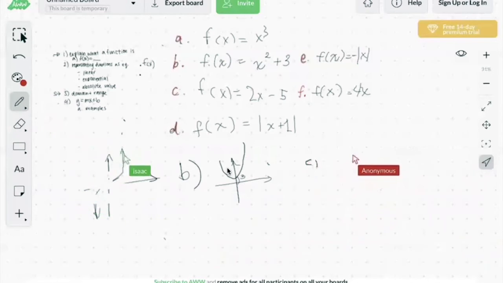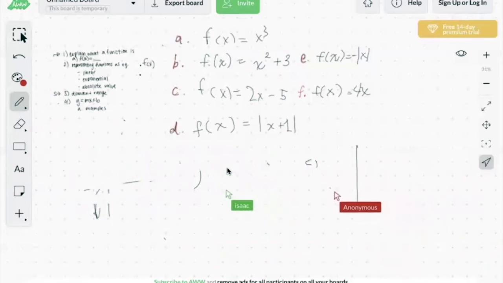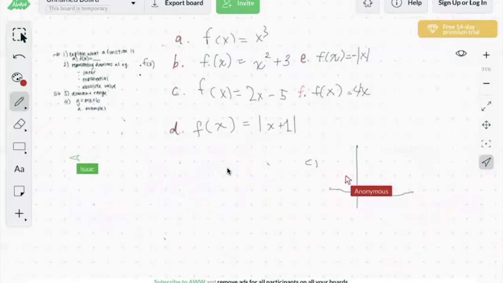So for this one specifically, let's try graphing some of the points to see what it is. Okay, so when x equals 0, it's -5. So that's somewhere here. When x equals 1, it's -3 because 2 minus 5 is -3. So somewhere here. And when x equals 2, it's -1. So somewhere here. And I think you guys are noticing a pattern. It'll just keep going in a line like this.